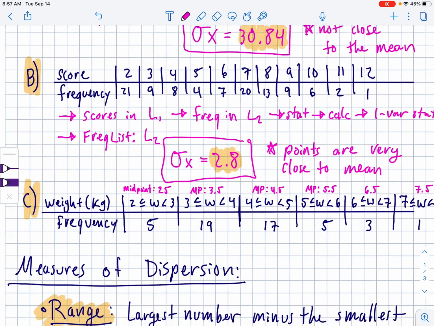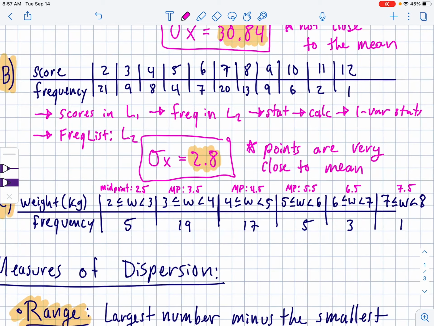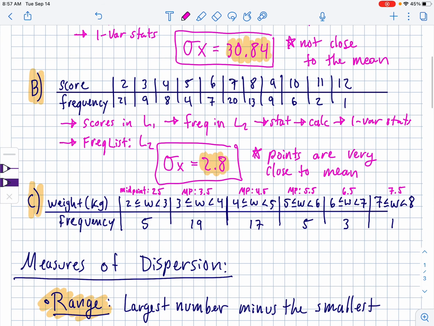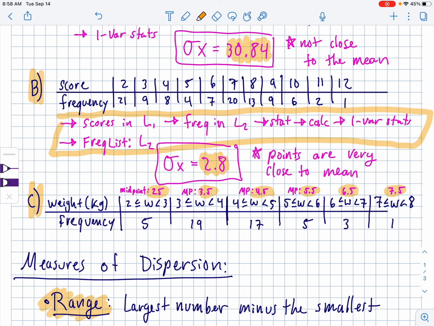It's because we don't know what the actual scores are in those ranges. So we'll say our best approximation is to take the middle. So these numbers, 2.5, 3.5, 4.5, 5.5, 6.5, 7.5, that's what we're going to put into L1. Otherwise, it's the exact same process as this. It's just a regular frequency table, but you use midpoints instead of the actual scores.